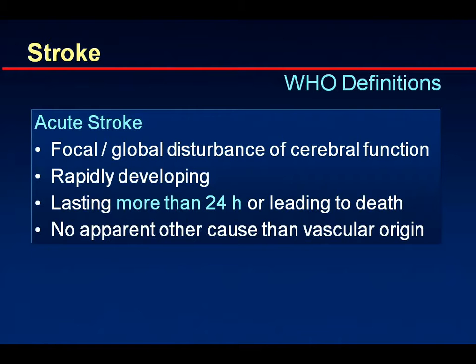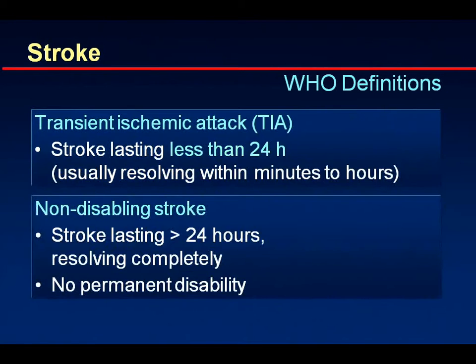It is, per definition, a focal or global disturbance of cerebral function that is rapidly developing and is lasting more than 24 hours or is leading to death. There is no apparent other cause than a vascular origin. In contrast to that, a transitory or transient ischemic attack is a stroke that lasts less than 24 hours. Usually, it resolves much faster, within minutes or a very few hours. On the other hand, a non-disabling stroke is like a TIA that lasts for more than 24 hours, but resolves completely and leads to no permanent disability.